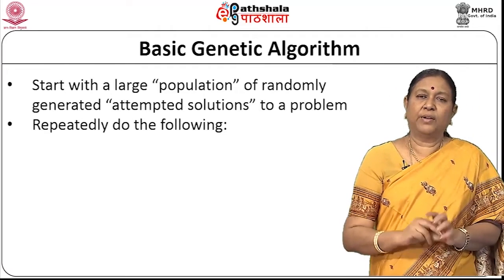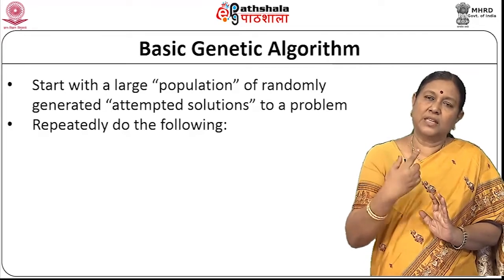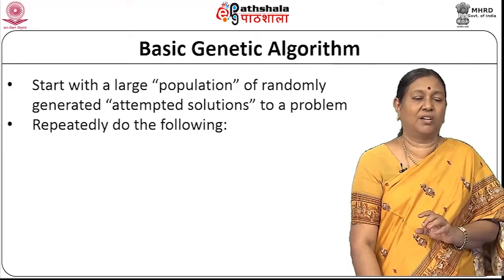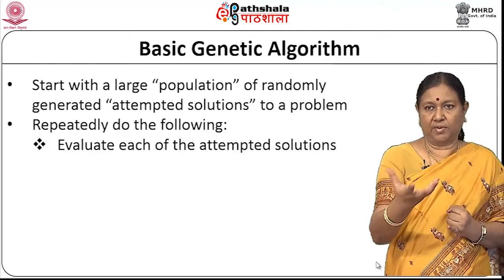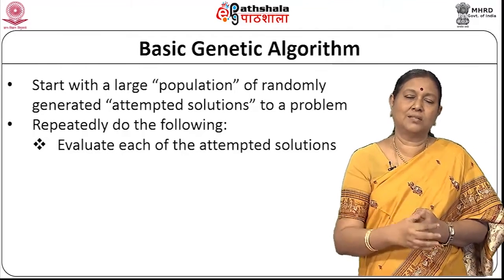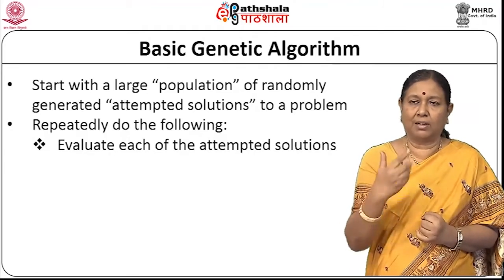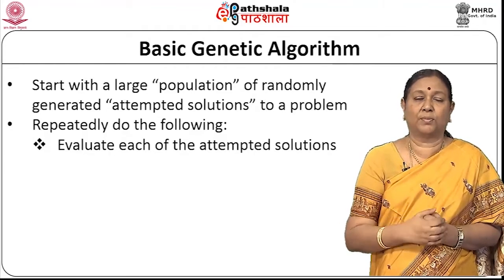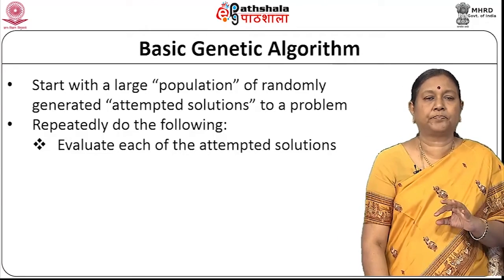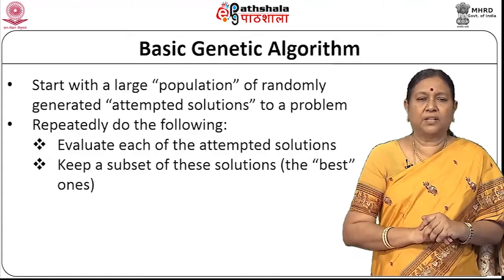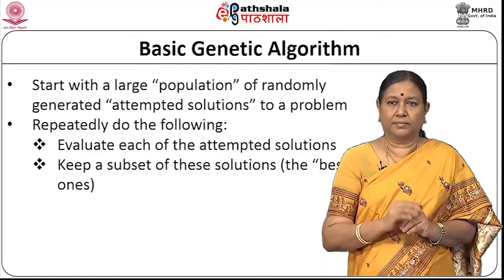Then you have to repeatedly do the following, repeatedly means each iteration or each generation as it is called. So, what do you do? Evaluate each of the attempted solutions. So, you have got a set of initial solutions which can be random, but as you go along in each iteration it becomes better and better, supposed to become better and better. So, evaluate each of the solutions. Okay. Then keep a subset of these solutions as the best ones, keep a subset.